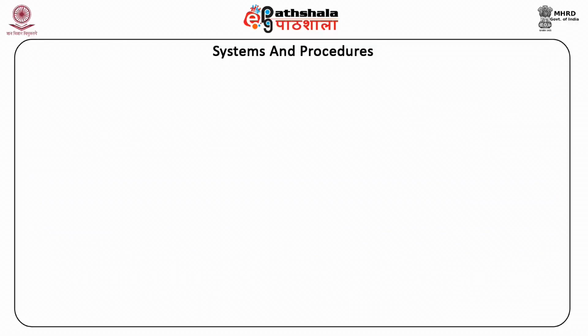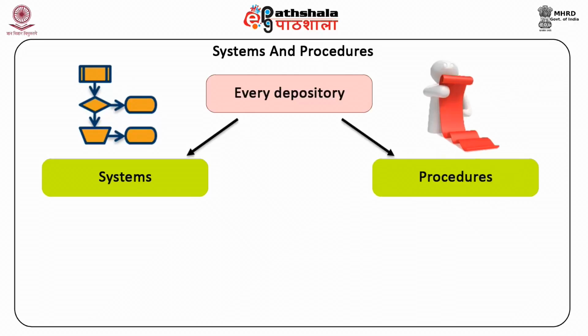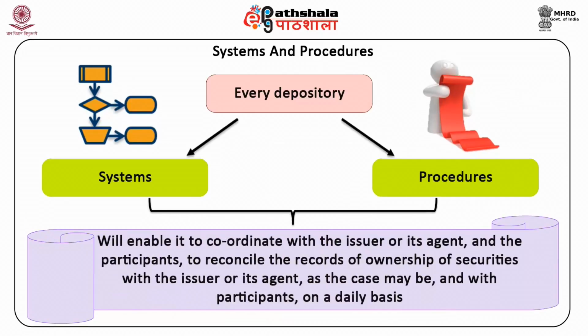Systems and procedures. Every depository shall have systems and procedures which will enable it to coordinate with the issuer or its agent and the participants to reconcile the records of the ownership of securities with the issuer or its agent, as the case may be, and with the participants on a daily basis.